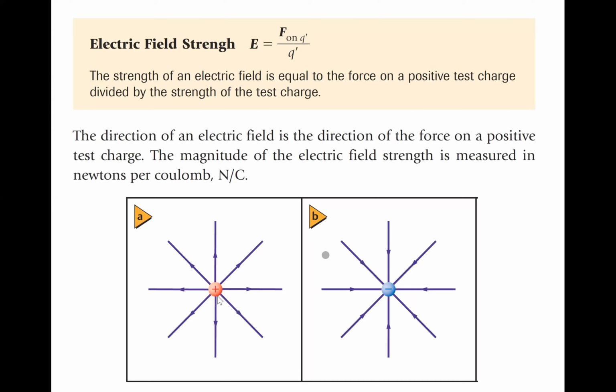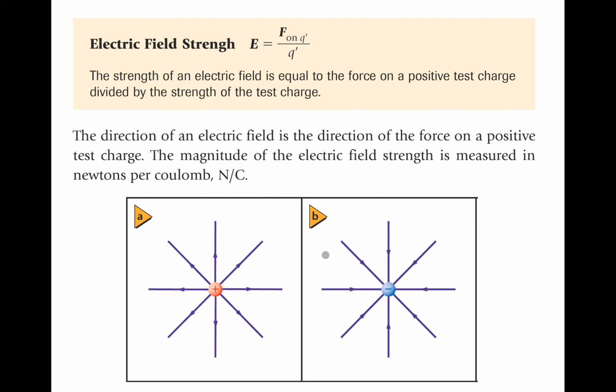Now, if we want to picture what the electric field looks like, here's the rule. We are going to assume that this second object, which is sometimes called the test charge, is positive.